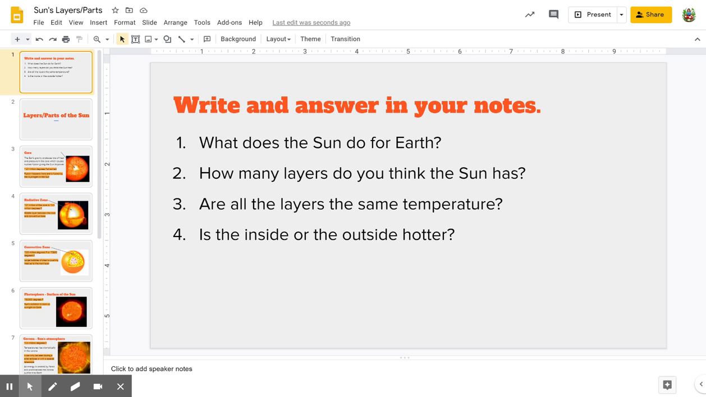All right, guys, this lesson is for the layers and the parts of the sun. So the sun is not just one solid object that looks exactly the same and is all the same all the way around. There are specific parts to the sun.